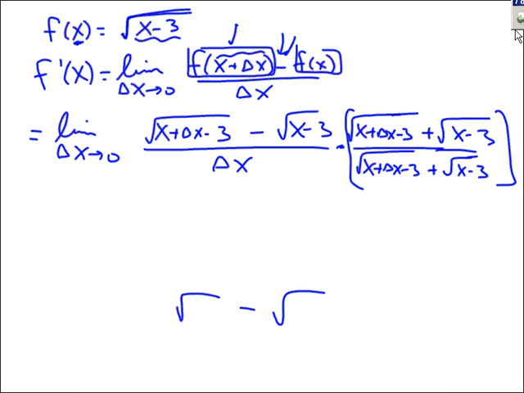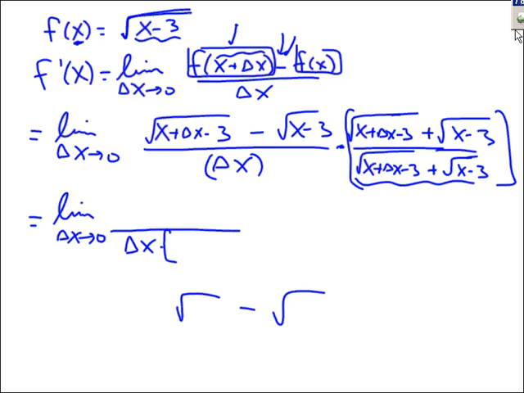Okay. So this is equal to the limit as delta x goes to 0. Now the bottom. We're not going to distribute the delta x. It's delta x times this mess: the square root of x plus delta x minus 3 plus the square root of x minus 3. Okay, now let's see what the top is.